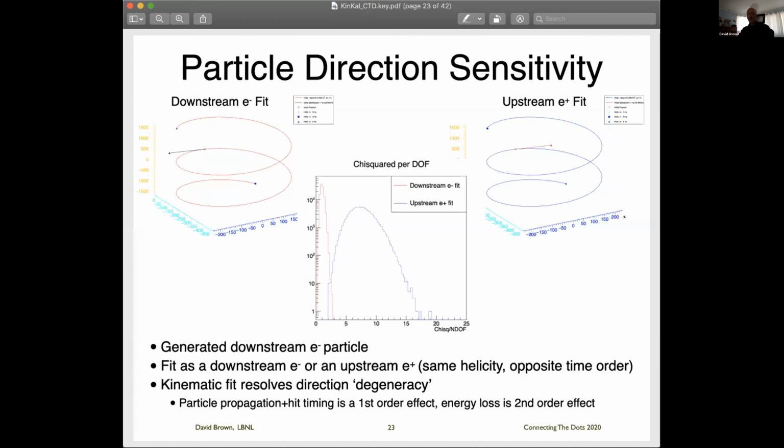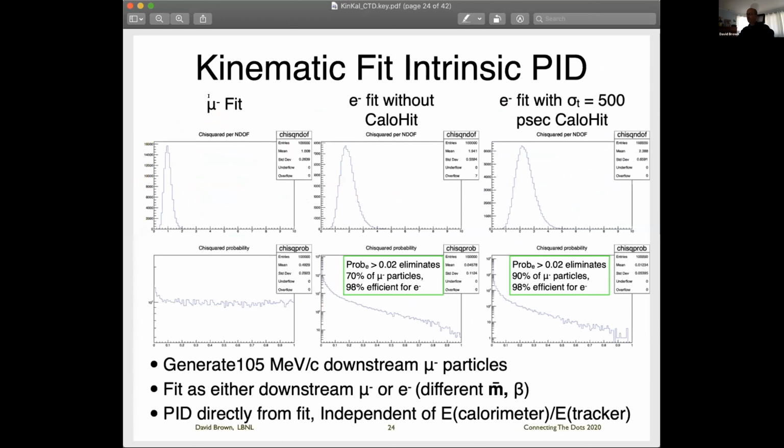Similarly, for particle ID, in this case, I'm simulating muon particles, which are our backgrounds, and fitting them as if they were electrons. The muons themselves have good chi-squared efficiency, but if I fit that as an electron with the wrong timing model for the mass, the wrong beta, I get a much worse chi-squared. And depending on whether I've included this calorimeter hit or not, I can reject either 70 or 90% of my muons intrinsically just from the kinematic fit.